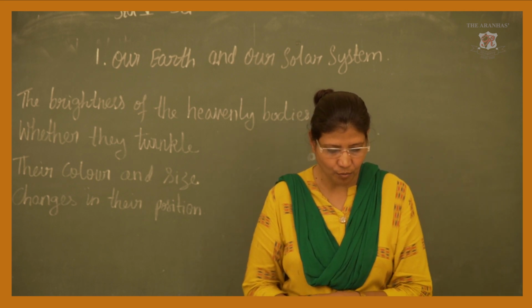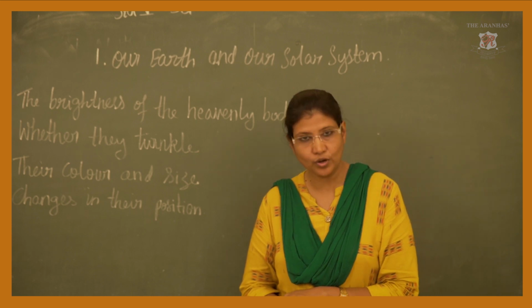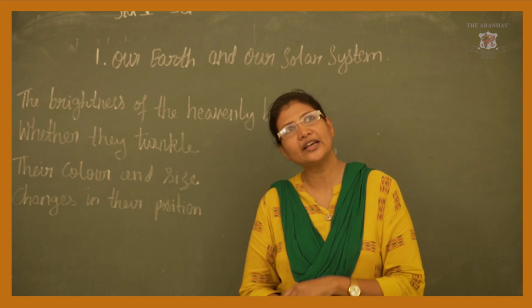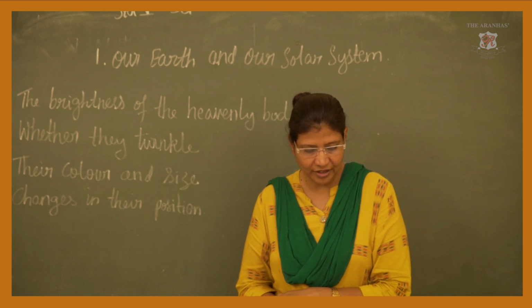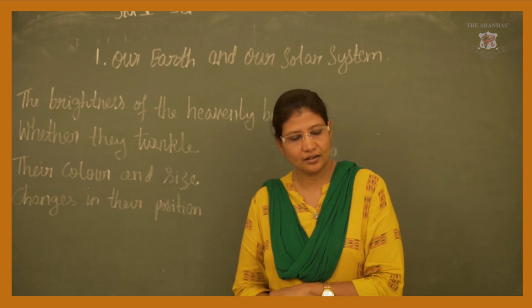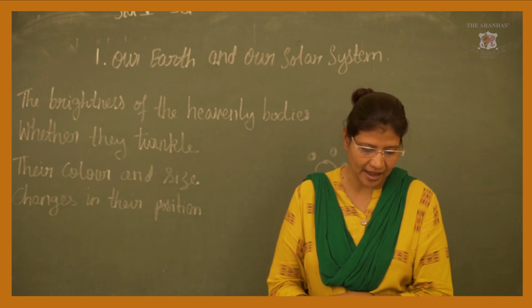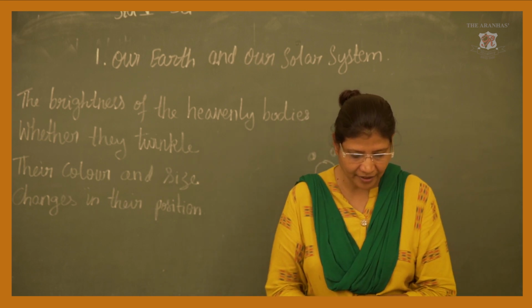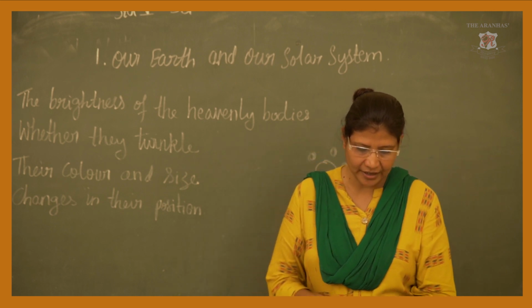We see the moon at night. It revolves around the earth, and it is called the satellite of the earth. Most of the planets in the solar system have satellites. The planets revolve around the sun along with their satellites.